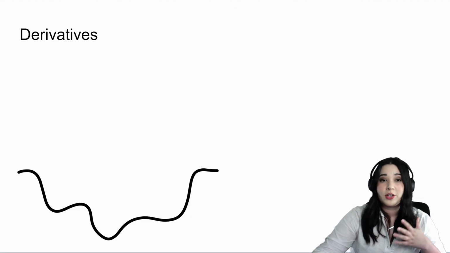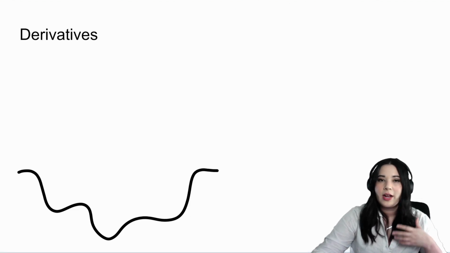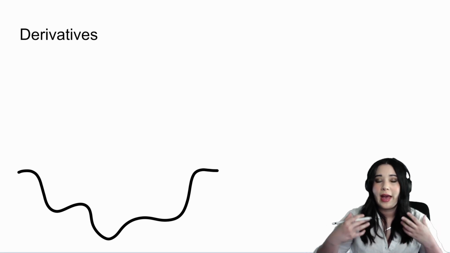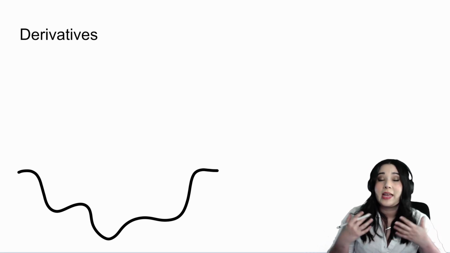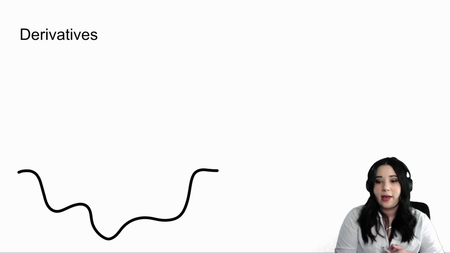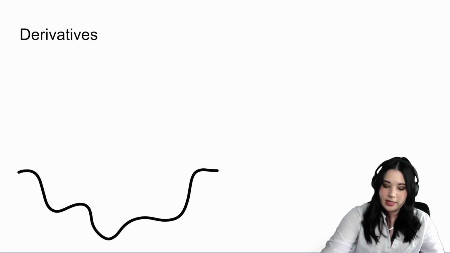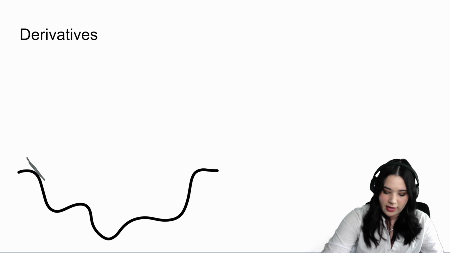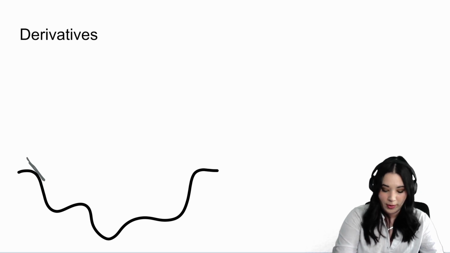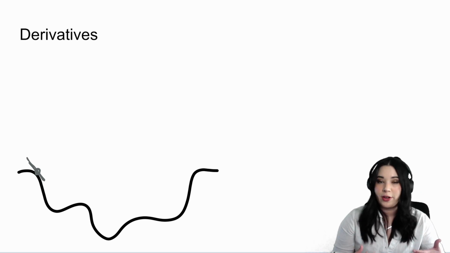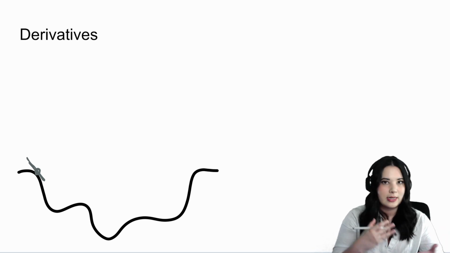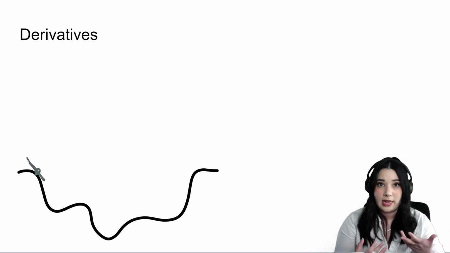Next, let's talk about derivatives. Derivatives are an instantaneous rate of change. Basically, they answer the question, how is this function changing at a particular point in that function? So for instance, here, we could look at a derivative that tells us at this point right here, how is the function changing? Is it increasing? Is it decreasing? Or is it not doing anything at all?